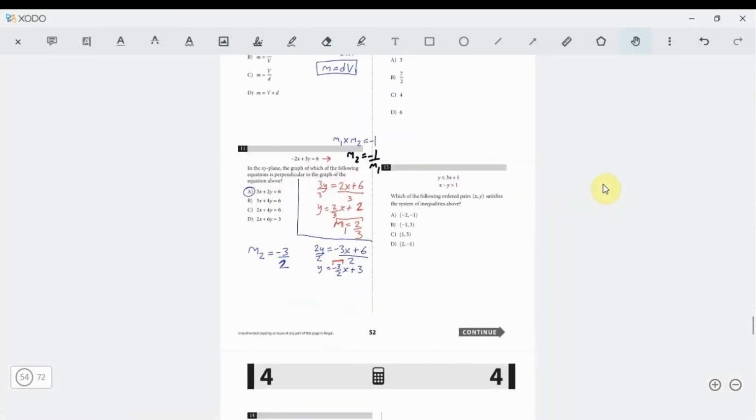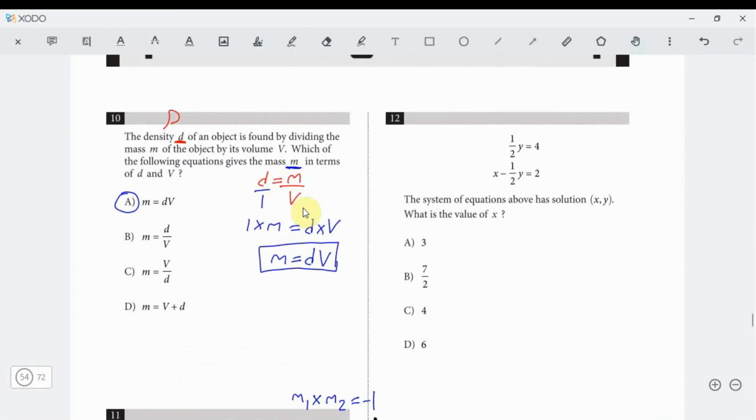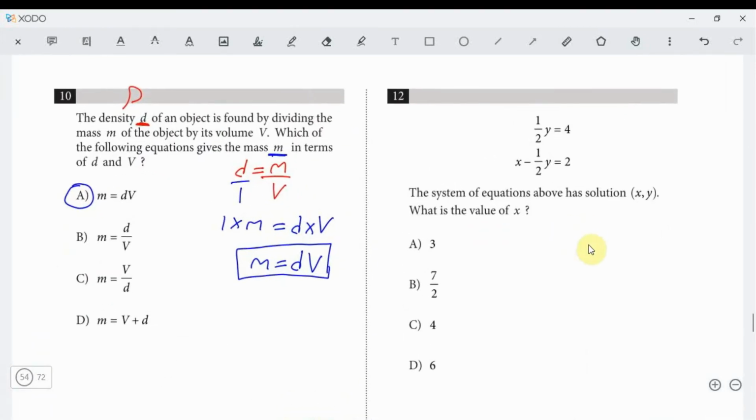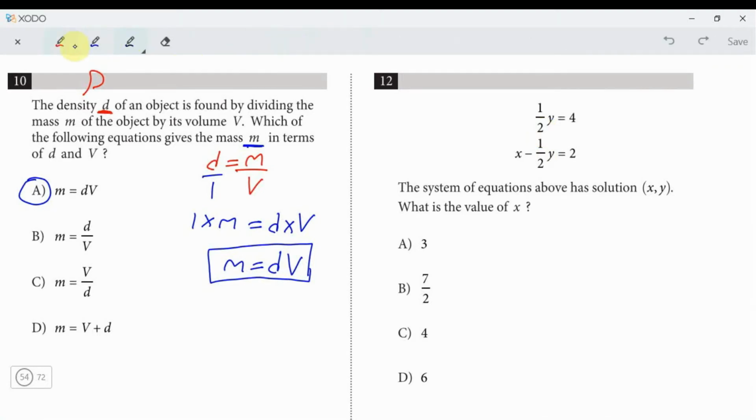Alright. Now question 12. Very nice question. They tell us that a half of y is equal to 4. So if a half of y is 4, then that is telling us that y must be 8. Because a half of 8 is 4, don't it? Yes, sir. Half of the number 8 is 4. So without doing anything, we know that y is 8.